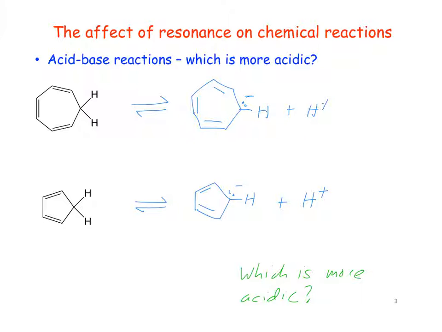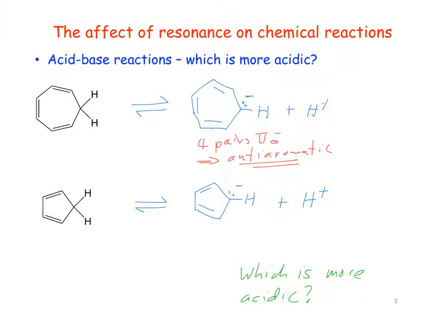Well, it has 1, 2, 3, 4. It has 4 pairs of pi electrons. All right? So does that make this molecule very stable? No, this would actually, if it was planar, be anti-aromatic. All right, so this was not a very stable conjugate base. All right, what about the bottom one?